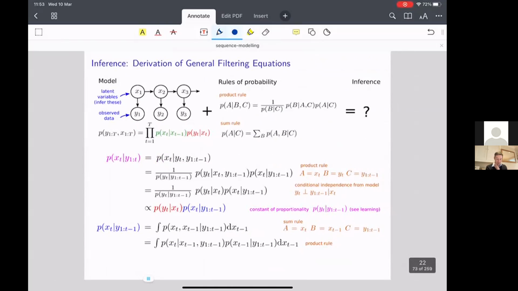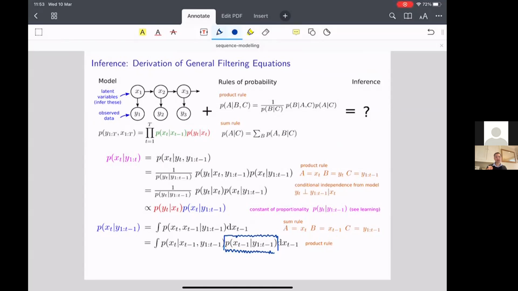Good. And now we're going to use the product rule in a simple way, and we're going to break out x_{t-1}. We're going to write down the joint distribution over x_t and x_{t-1} as the probability of x_{t-1} times the probability of x_t given x_{t-1}. That's essentially what we're doing. And of course, we've got one eye on the prize here, and the prize was making sure that the old filtering distribution showed up here, and that determined which way round we were going to apply the product rule.